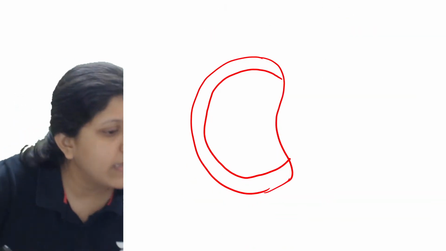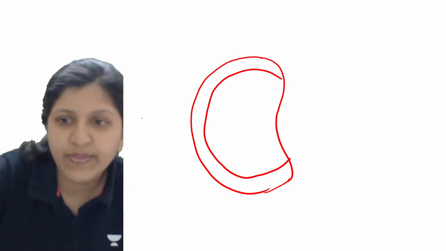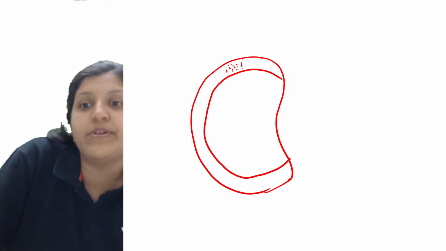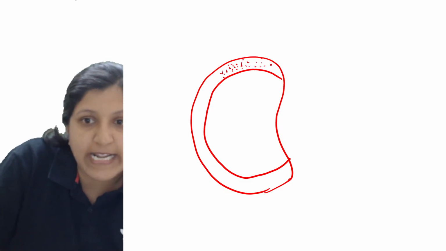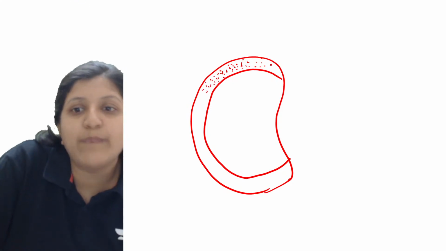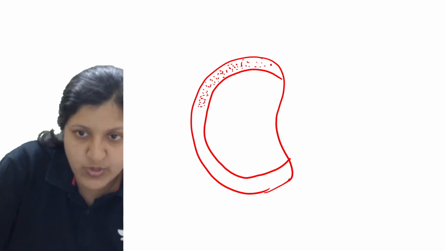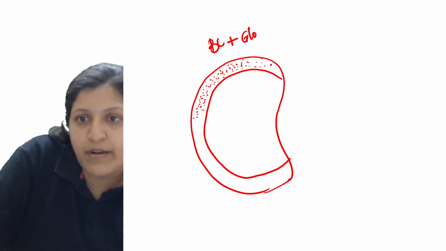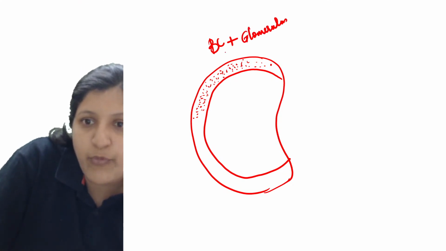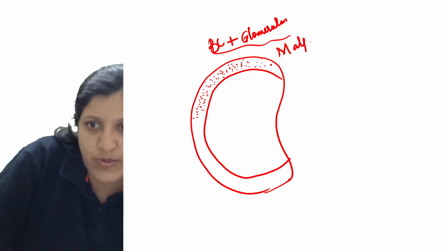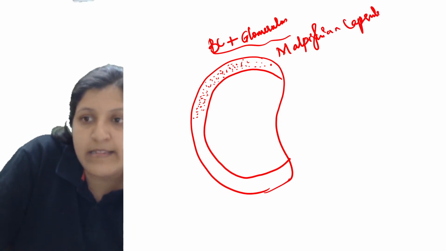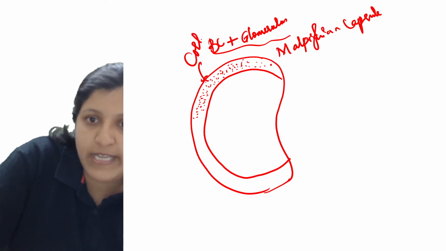Yes, Yashaswini, any doubts? This is now the cortex region. When we observe the cortex region, it will have a dotted appearance. That is mainly because of the Bowman's capsule together with the glomerulus. Both of them together, what do we call? It is the Malpighian capsule. You find the Malpighian capsule mainly in the cortex region of the kidney.